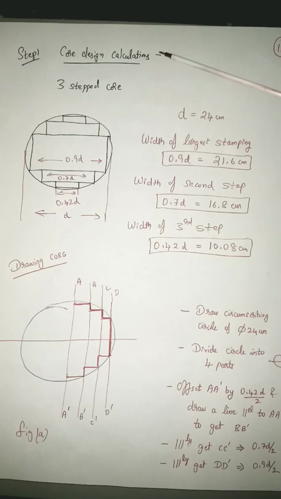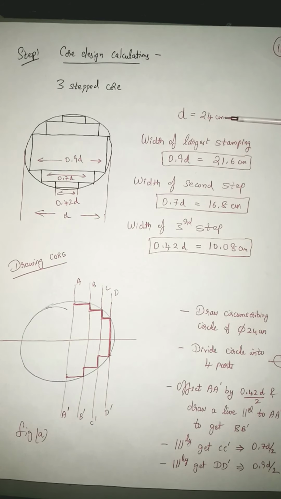So coming to core design calculations being the first step, it's a 3-stepped core. In your electrical machine design you already know the dimensionalities. The width of the largest stamping is 0.9 D, width of the second step is 0.7 D, and width of the third step is 0.42 D, where D is the diameter of the circumscribing circle. In this problem, the diameter of the circumscribing circle is given as 24 centimeters. Using that, we'll calculate the width of the largest stamping, second step and third step. This will give you 21.6 centimeter, 16.8 centimeter and 10.08 centimeter.